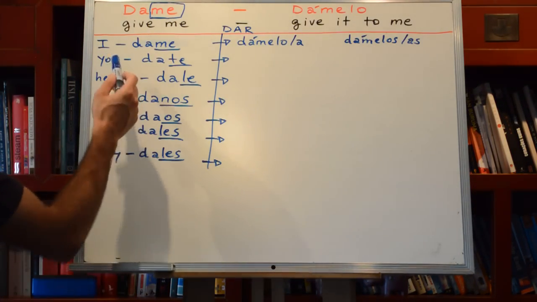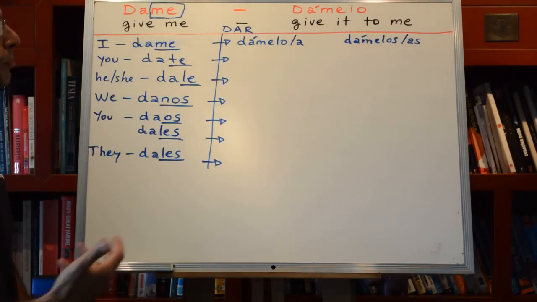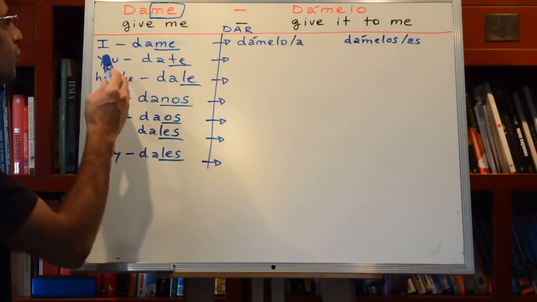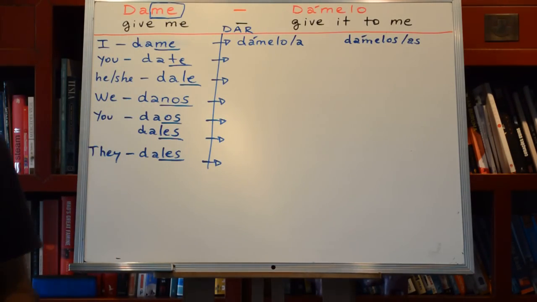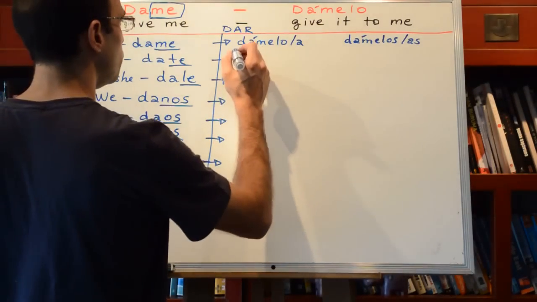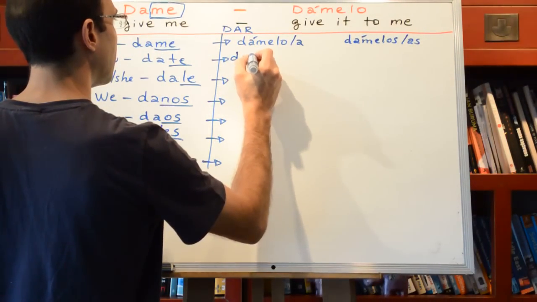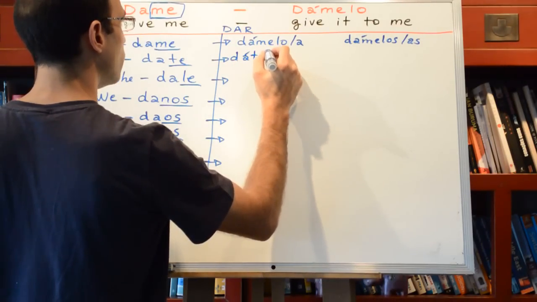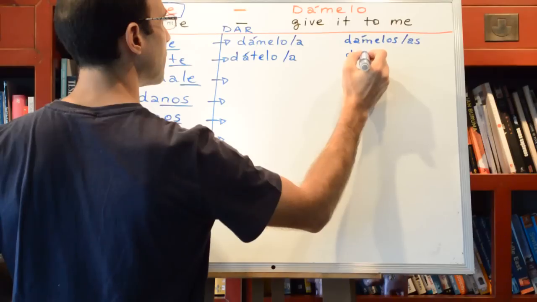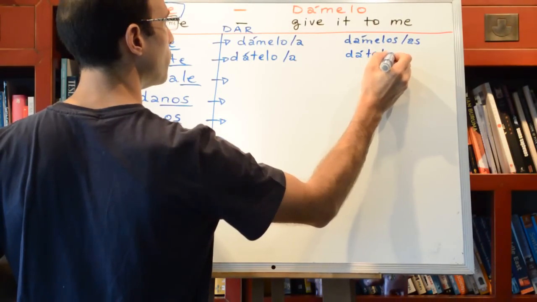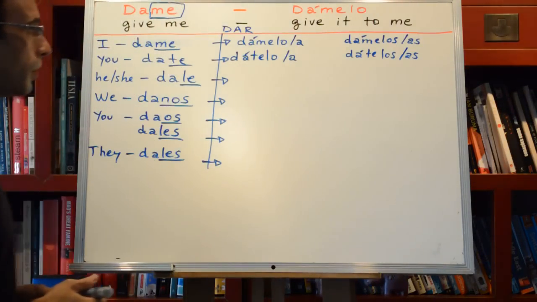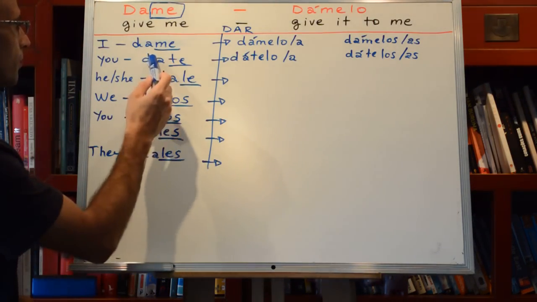Okay, now for you, give it to me, sorry, give it to yourself, or give them to yourself, right? It would be dátelo, dátela, dátelos for plural, dátelas for plural, okay? Dátelos.